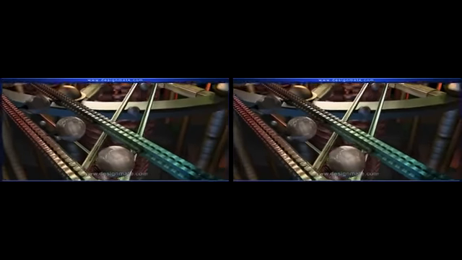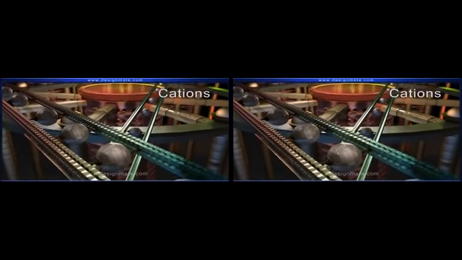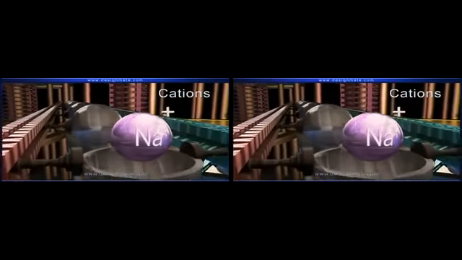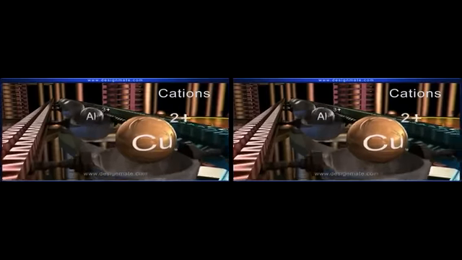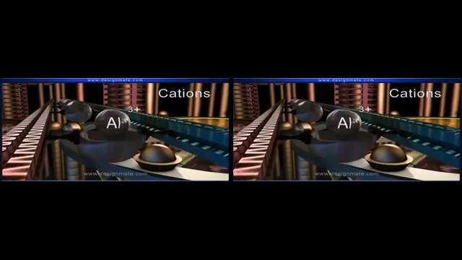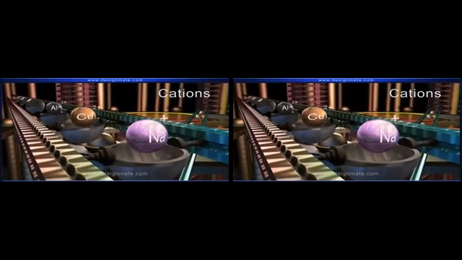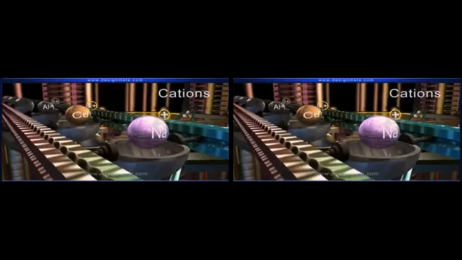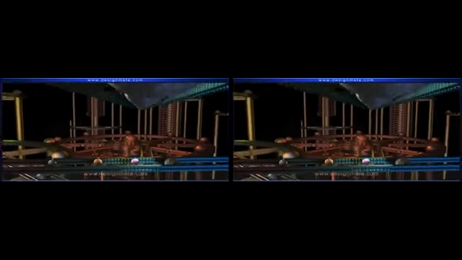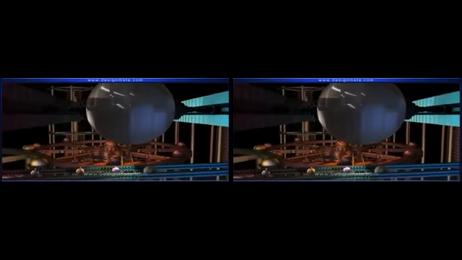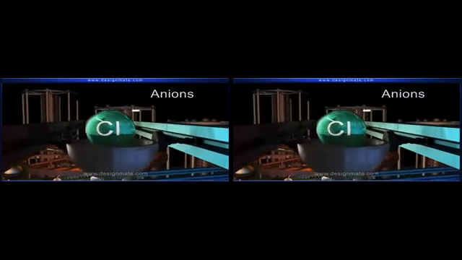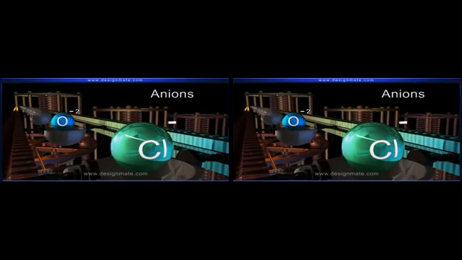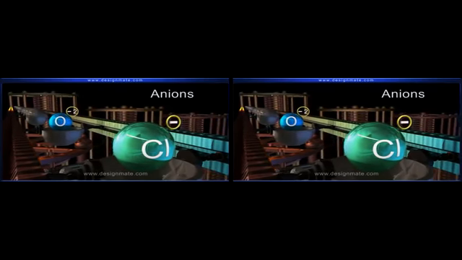Those which carry positive charges are known as cations. Some of the simple cations are Na+, Cu2+, Al3+, etc. And hence they have valencies of +1, +2, +3, respectively. The species carrying negative charges are called anions. The examples of anions are Cl-, O2-, etc., showing valencies of -1 and -2, respectively.